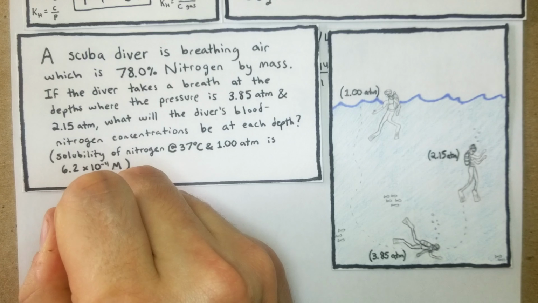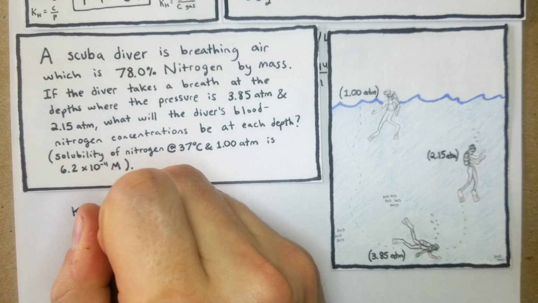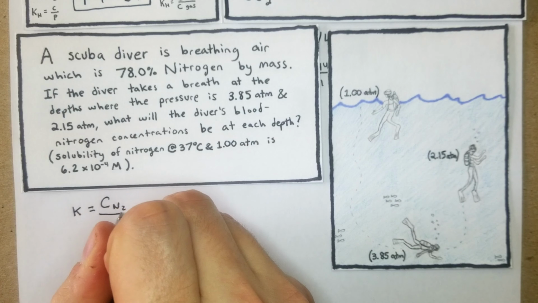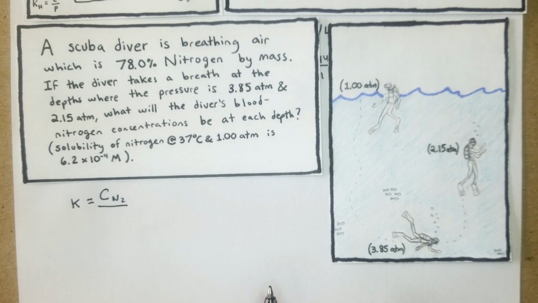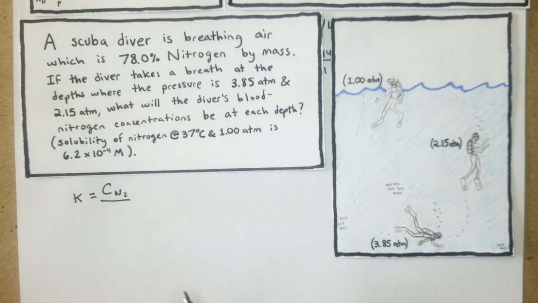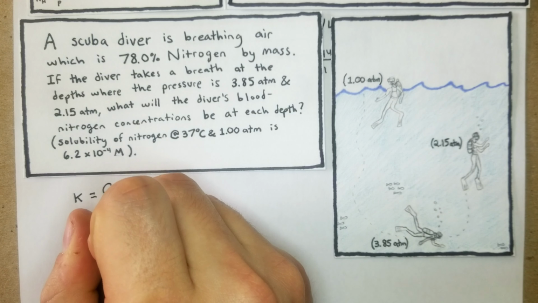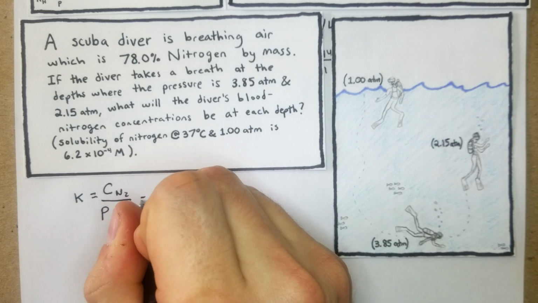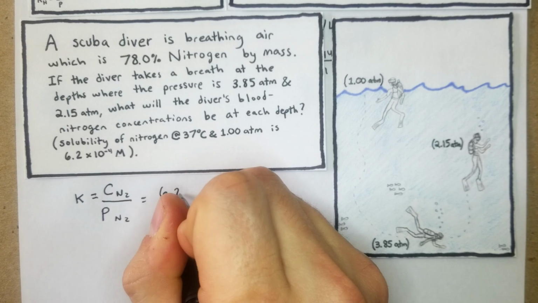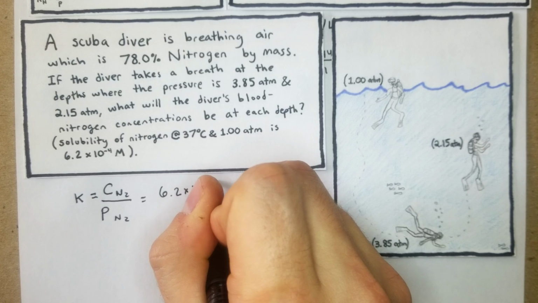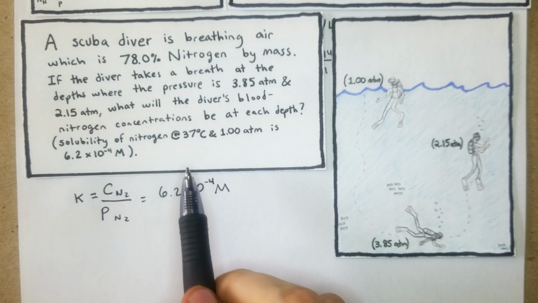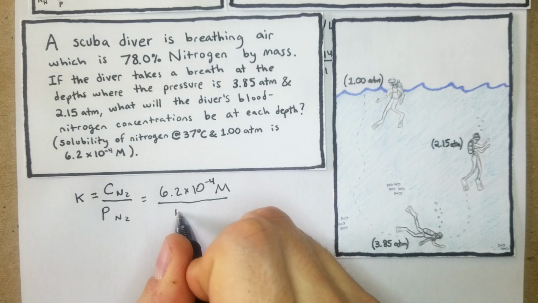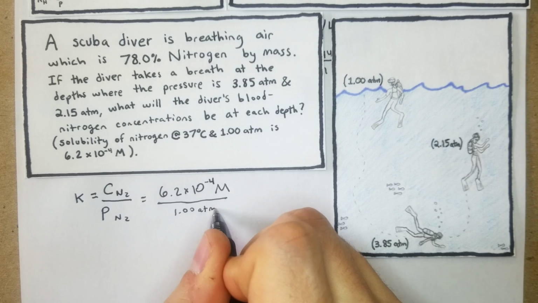We have K equals C of N2, where the nitrogen is going to be diatomic. That's another tricky one. To make an already complex problem even more tricky, they're going to have it be diatomic. So if you missed that, you might run into some issues there. 6.2 times 10 to the negative 4, which is what we're given, divided by 1.00 ATM. We're starting from the surface.